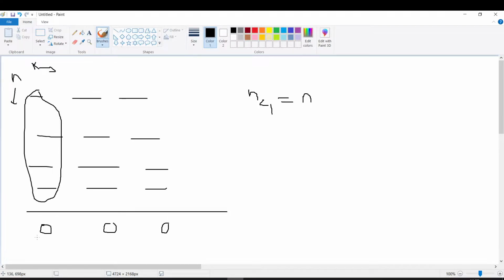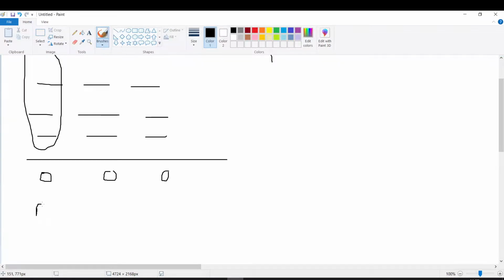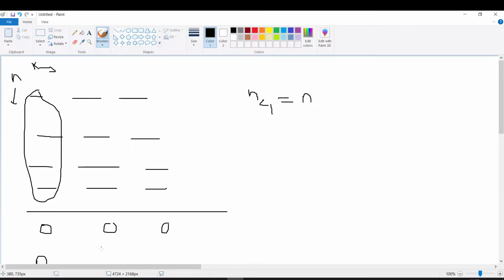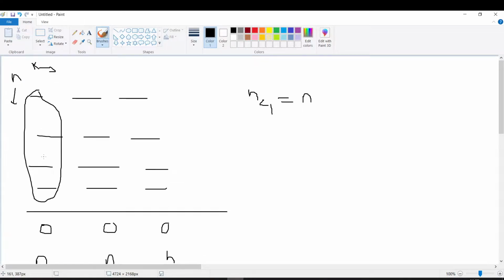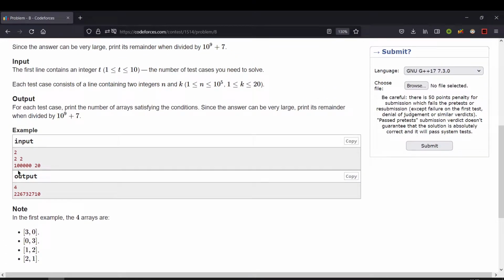Even for this bit, there'll be n possible ways, and even for this bit, there'll be n possibilities. The thing is, we are just considering one case, but there can be 0 in this one, 0 in this one, and still the AND value will be 0, right? So what are they even doing?